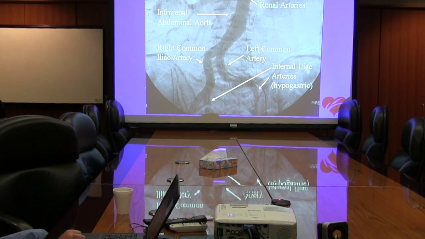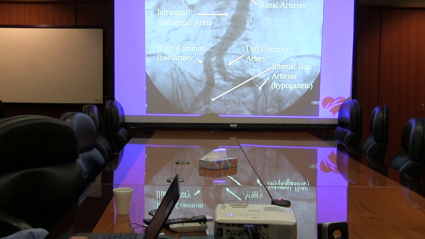Below the kidney arteries is the infrarenal abdominal aorta. As we'll probably talk about, that's the most common location for aneurysms. That's what we do EVAR for, or endovascular aneurysm repair, stent grafting. Then the aorta bifurcates into the common iliac arteries. Okay, so the aorta splits down there. You have a right and a left common iliac artery. This is if we're looking at the patient.